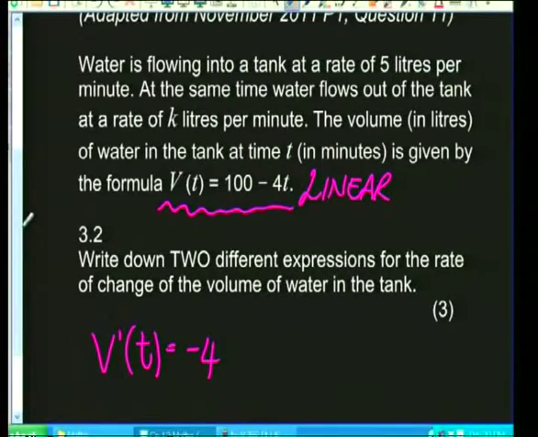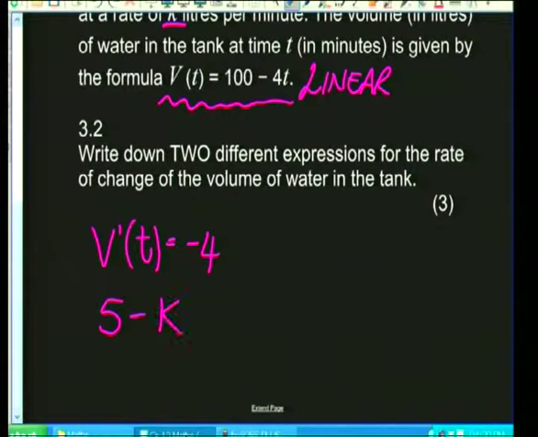But they asked me for 2 different ways of expressing it. Let's go back and just have a look and see what the question said. We know that water is running into the tank at 5 liters per minute, but it's running out of the tank at k liters per minute. So essentially the rate of change of how much water is in the tank is going to be represented by what's coming in minus what's going out.